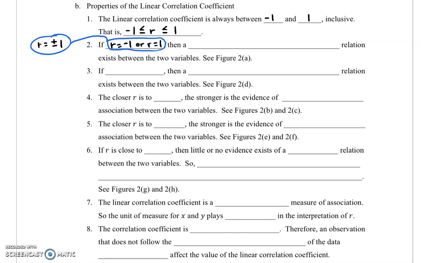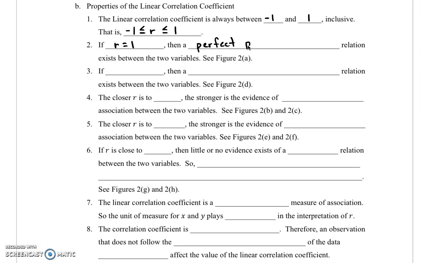So if the correlation coefficient is 1 or -1, then a perfect, let me try that again, because I am jumping the gun here. So if it equals +1, then it's a perfect positive linear relation. I was trying to combine these into one. I forgot what I wrote in the notes. If the correlation coefficient is a -1, then it's a perfect negative linear relation.